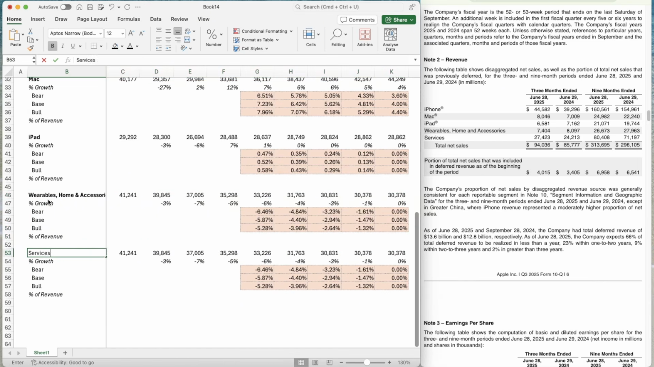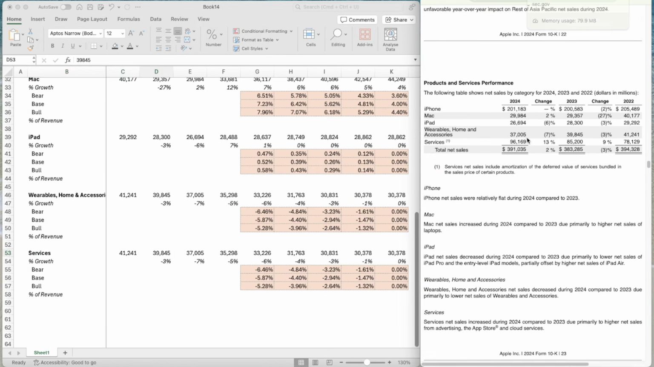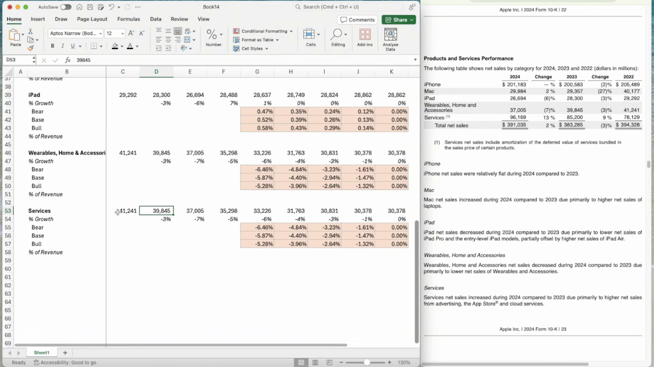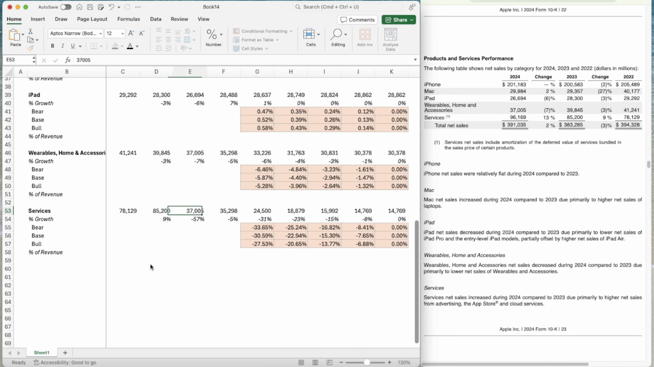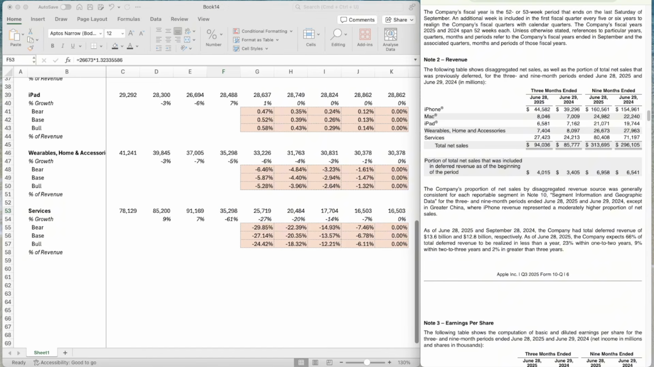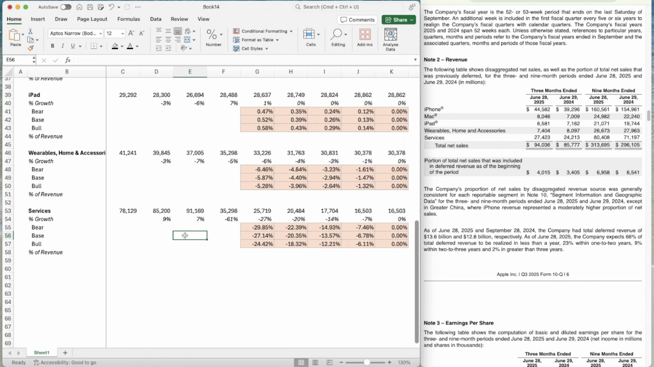Then the final one, services. I mean, this is incredible. Look at that, 78,129, 85,200, 96,169. See here, services. So 70, and it looks like it will do really well this year. I mean, we all have those, like, $3 fees every month to Apple, and this is what it amounts to.